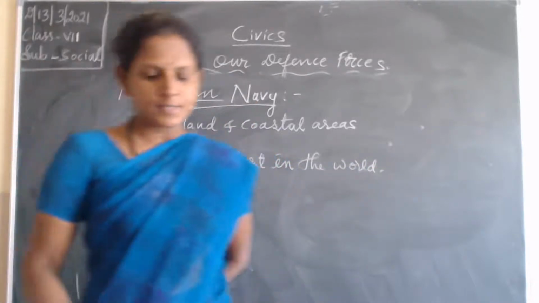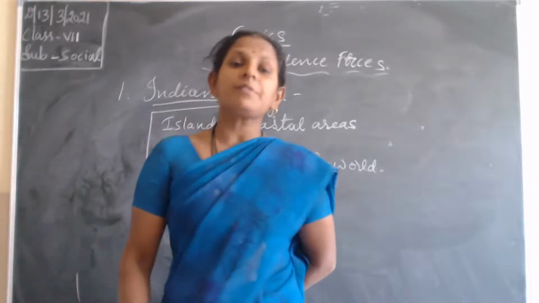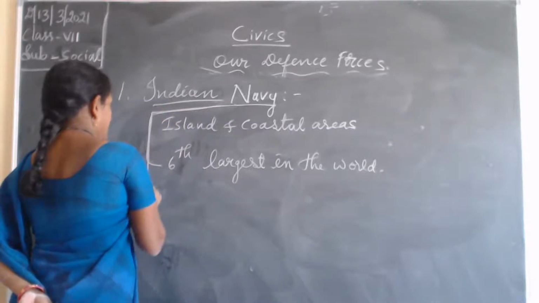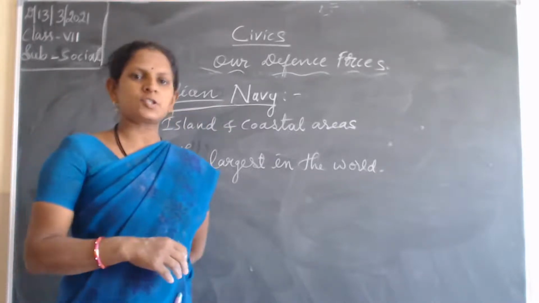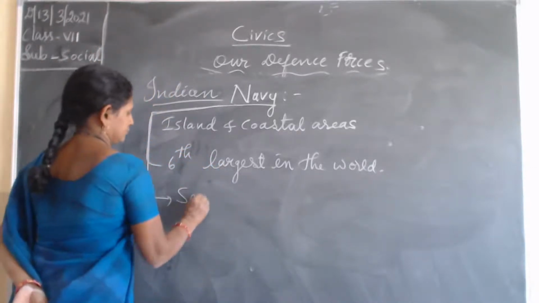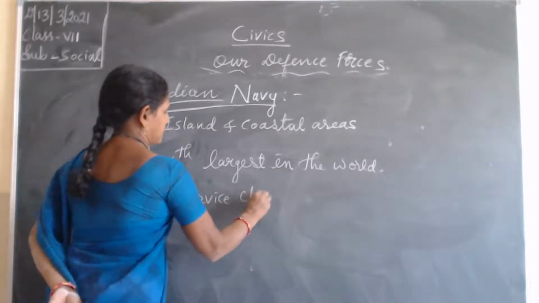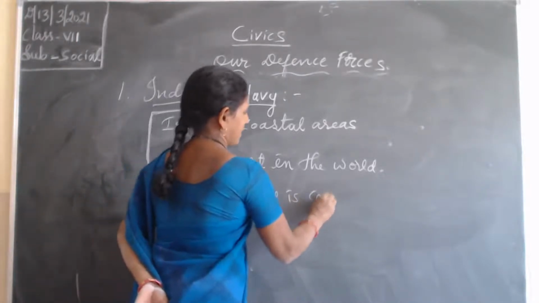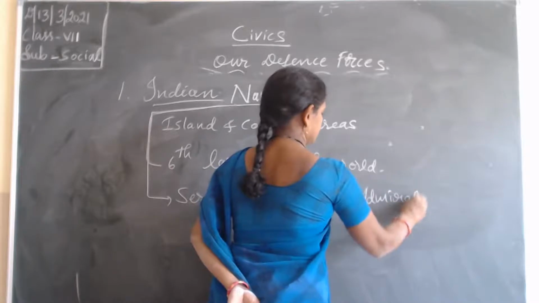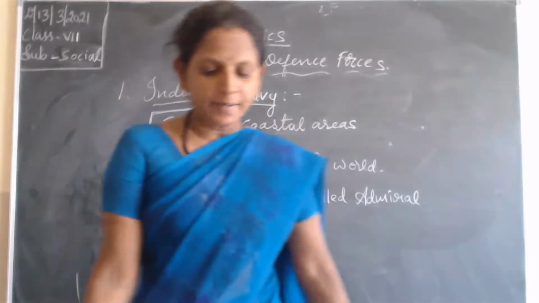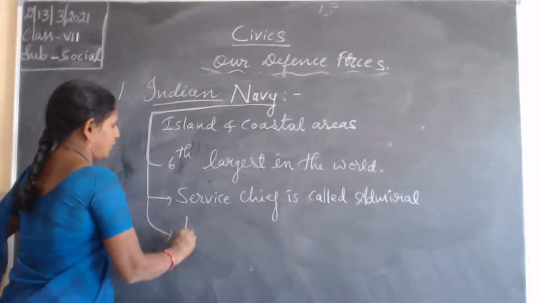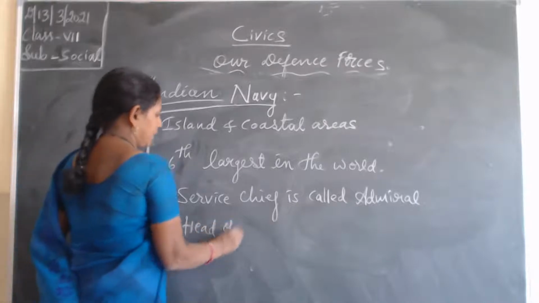The Indian Navy is the sixth largest in the world, and the service chief is called Admiral. Here in the Army, the service chief is called the General. The Navy chief is called the Admiral. Its headquarters is also located at New Delhi. Where is this head office? In New Delhi.